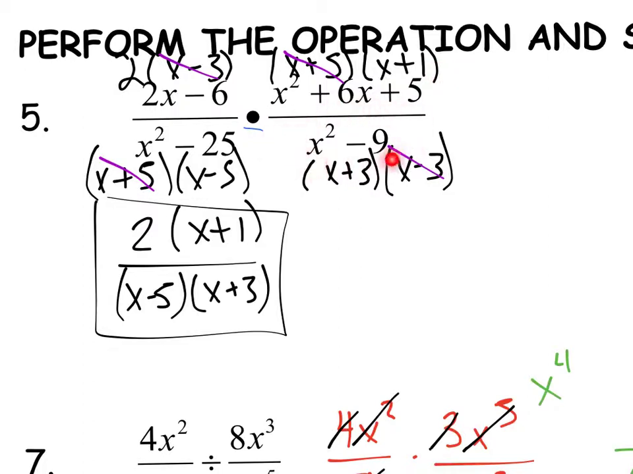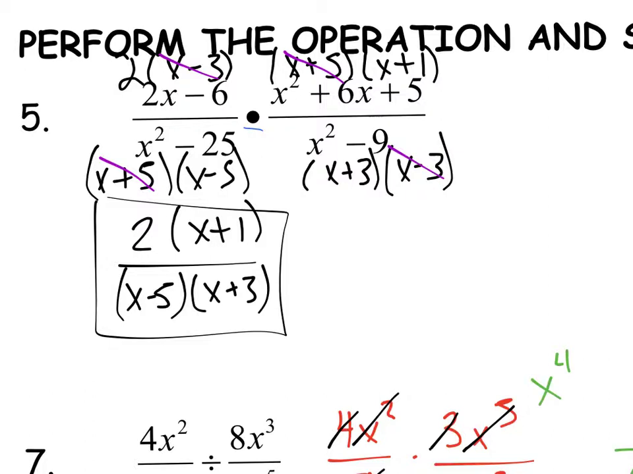Down here you should recognize that this is another special case. You've got a root and a root, with a subtraction in the middle. So x plus 3 and x minus 3, remember the positive and negative version. Okay, now that you've got everything factored, now you take a look. What can cancel?